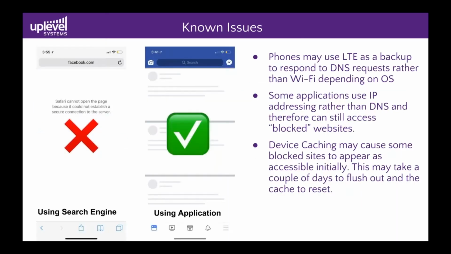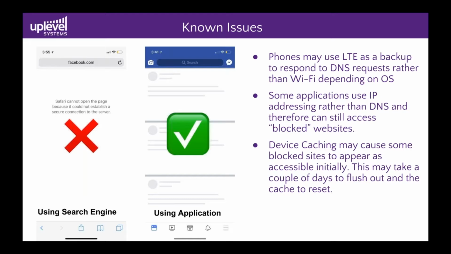So on to some known issues with DNS filtering. The first include a couple of phone issues where the phone may use LTE backup when the Wi-Fi DNS appears to have failed. This is just dependent on the iOS, and it may mean that employees are still able to get onto undefined or unintended sites that should have otherwise been blocked.